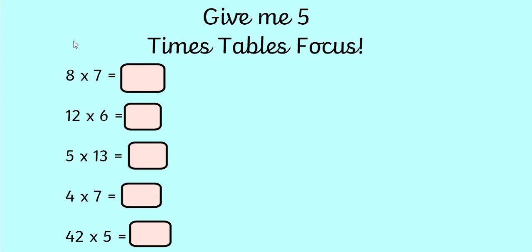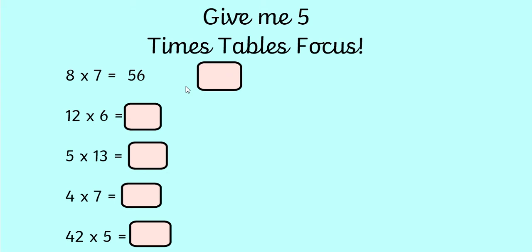So the first one was 8 times 7. If you weren't sure, you could have counted up in your 8s or your 7s. I'm going to count up in 8s and I'm going to use my fingers. So 8, 16, 24, 32, 40, that gets me to 5, then 48, 56 to 7. So our answer, 8 times 7, is 56.